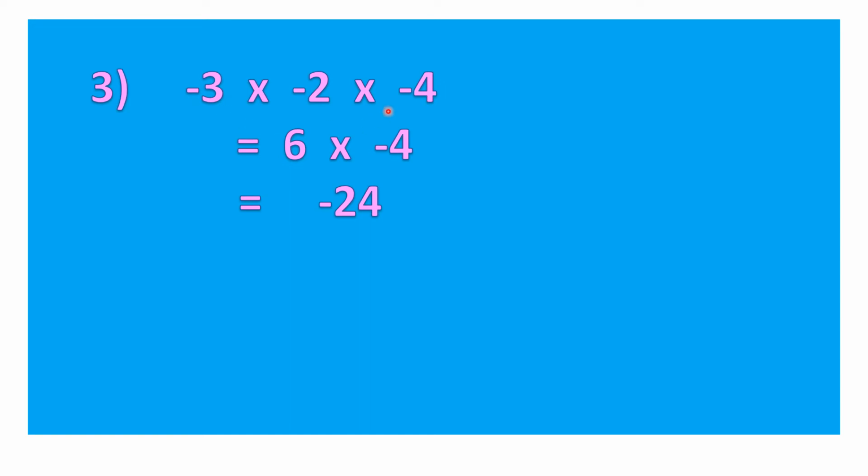Look at this 3 numbers again. Let's solve first 2 numbers. 3 into 2, 6. Minus into minus, plus. Minus 4 written as it is. Then we solve this. 6 into 4, 24. Plus into minus, minus. So we have minus 24 as our answer, right? Now the next question.